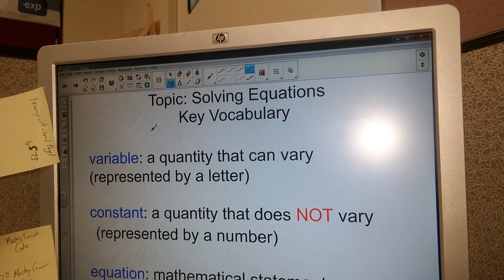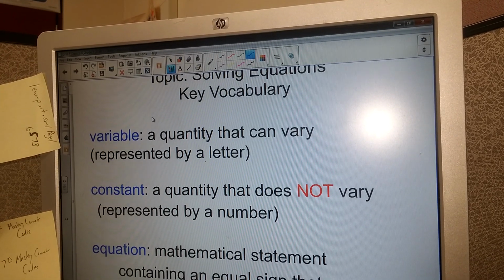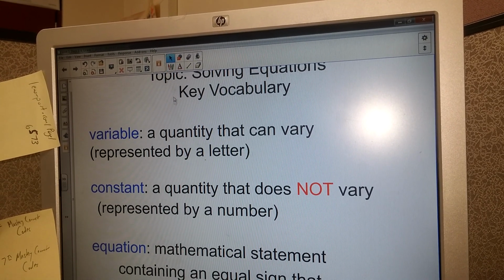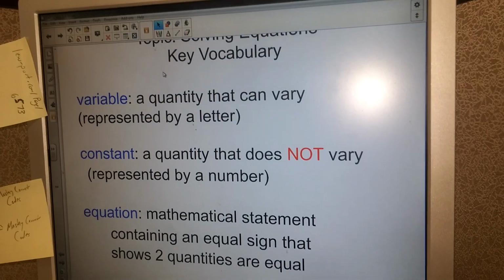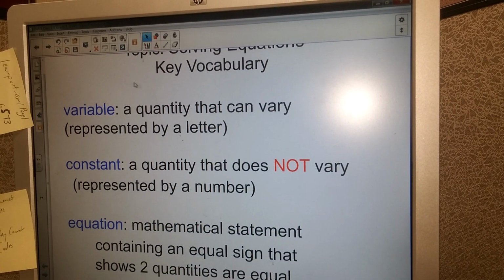Today, we're going to be talking about some key concepts in terms of solving equations. Pause the tape now and copy down these 3 definitions into your notes.